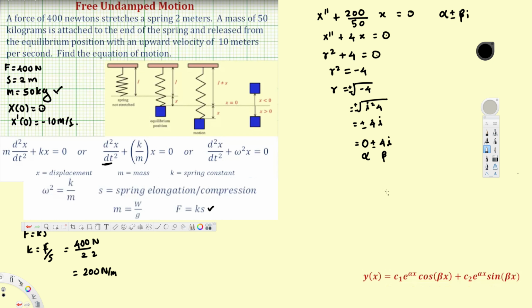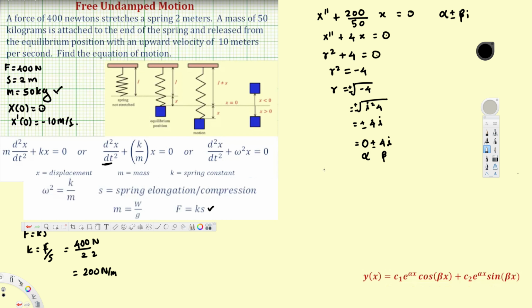Now from this we already know alpha is equal to 0, so e power 0 is going to be 1, because e power alpha times x, that's 0 times x, so that's going to be 1. So we don't have to worry about this e power part. We can just write c1 cos beta x plus c2 sin beta x.